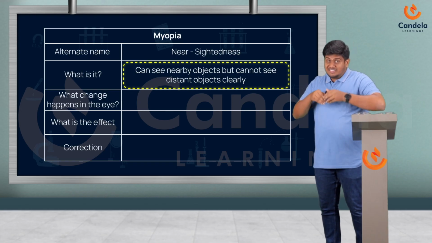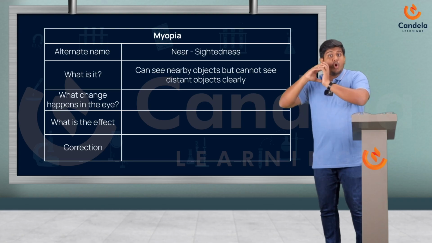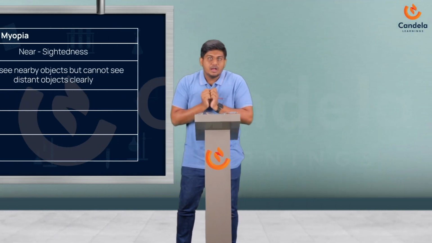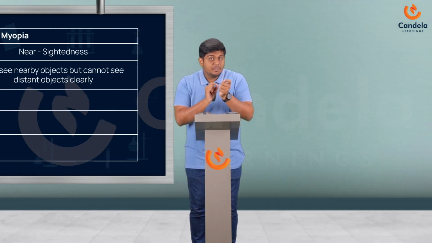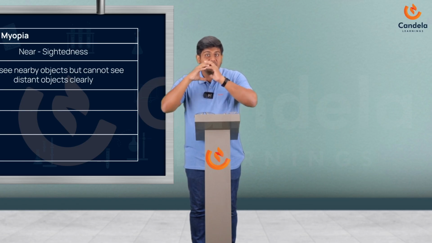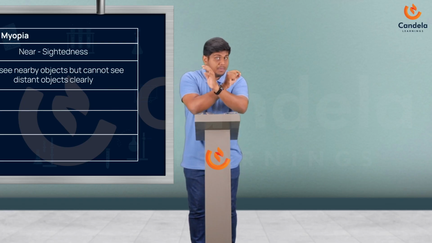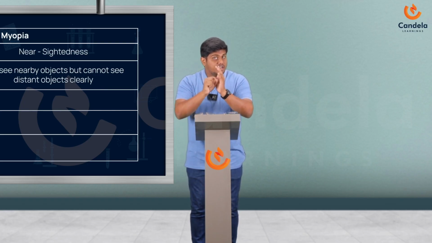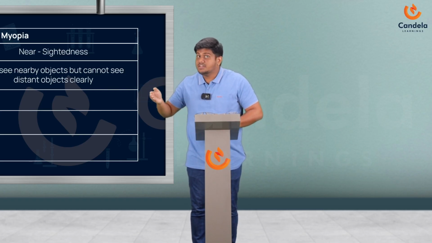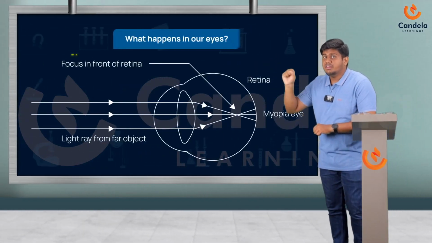Once this is clear, now let's look at why myopia is happening, or what change happens in our eye for myopia to happen. A quick revision: normally, for you to be able to see something, the image of that object needs to be formed on the retina, not in front of the retina, not behind the retina, but on the retina. So with this information, let's look at what happens in a myopic eye. The image is formed in front of the retina.